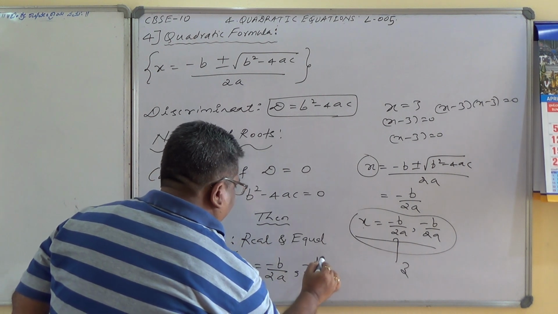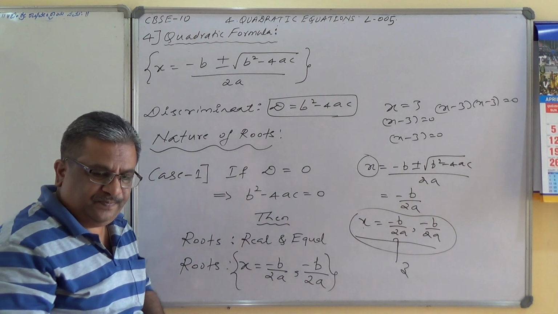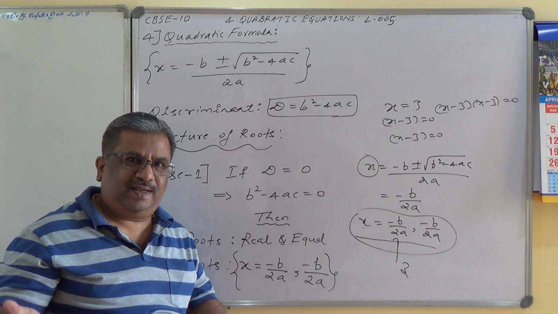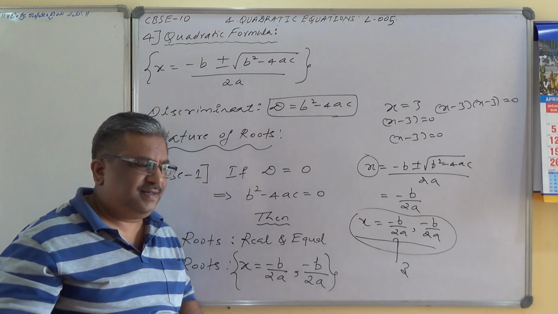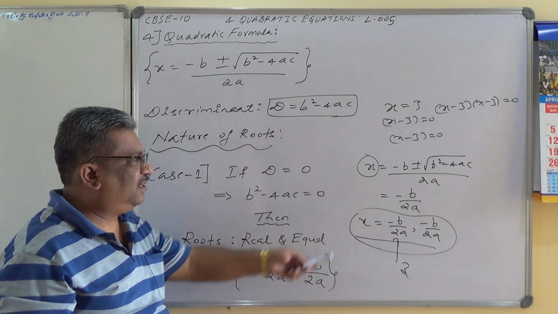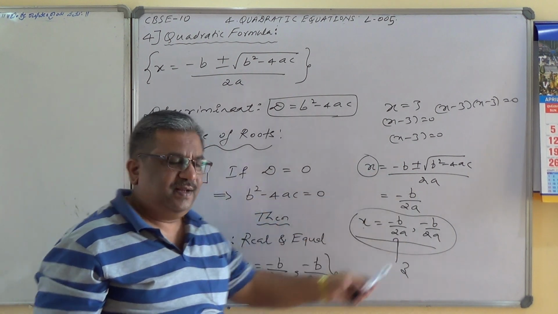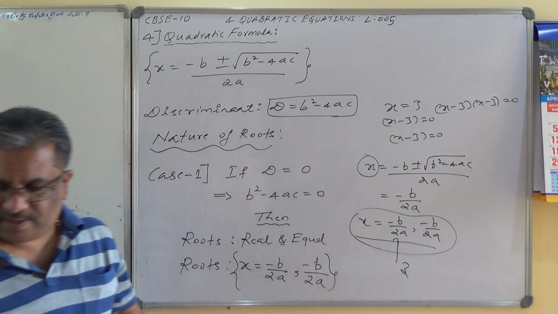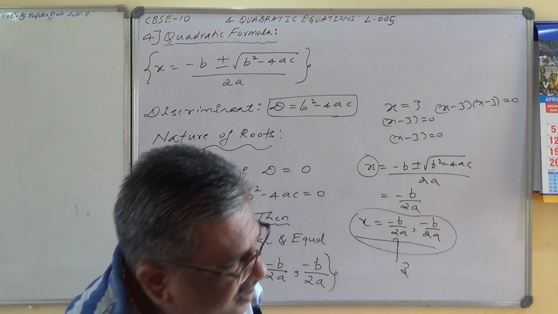I hope you have understood how to get these values. So if the discriminant is 0, by calculation I can directly find out the two roots, because the entire equation gets simplified and I can easily find the value of x. Case number 1 over. Next, case number 2.